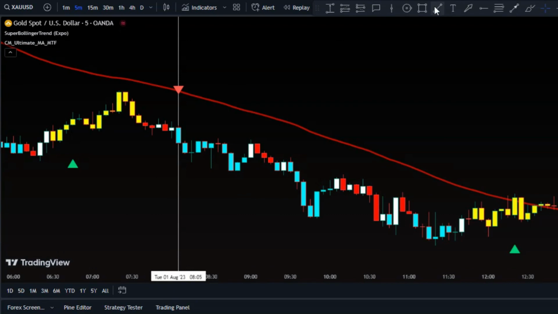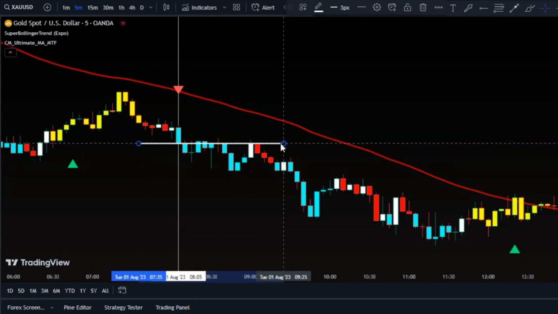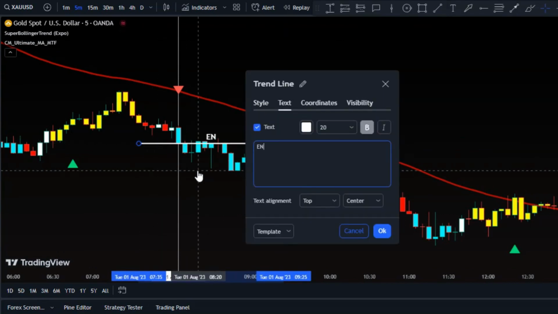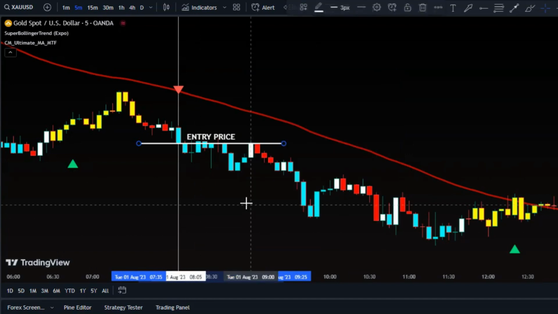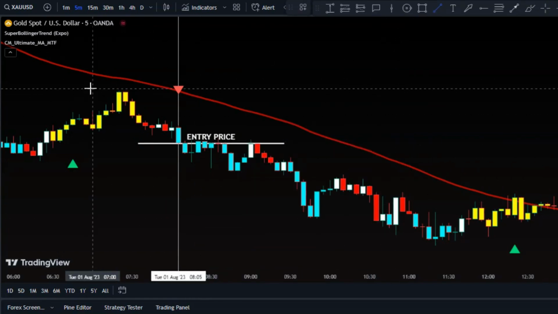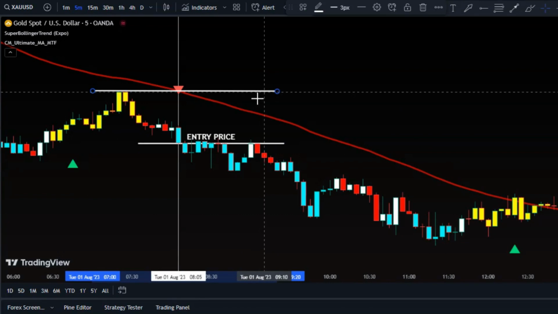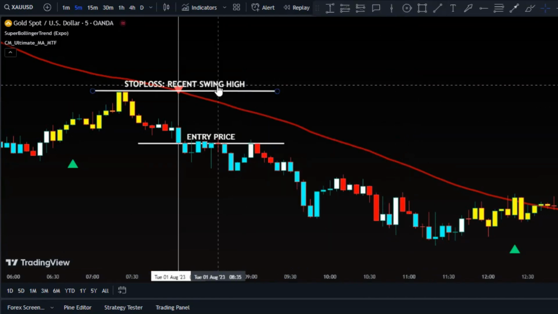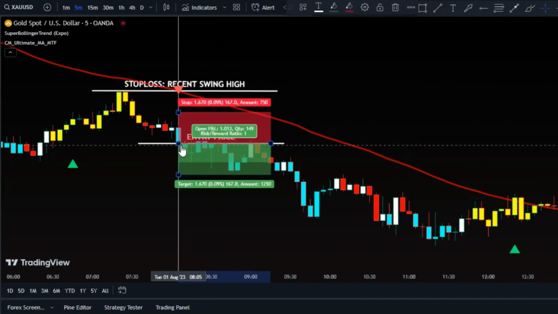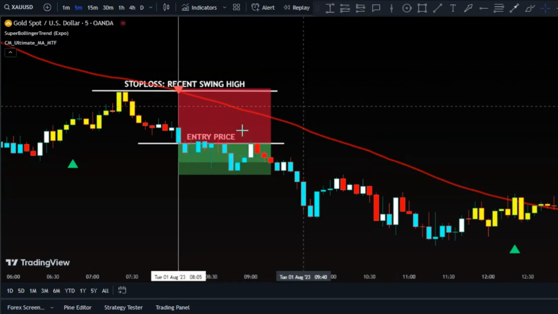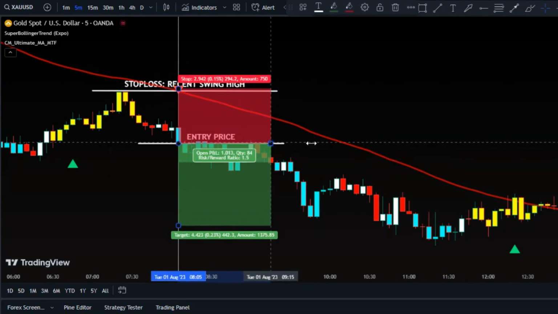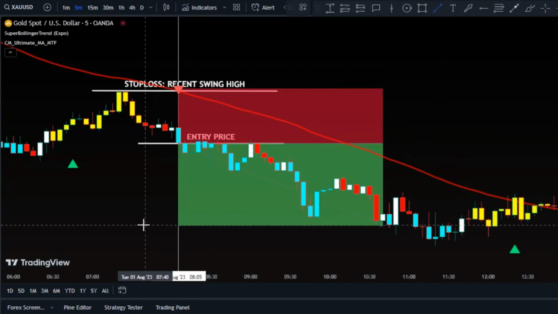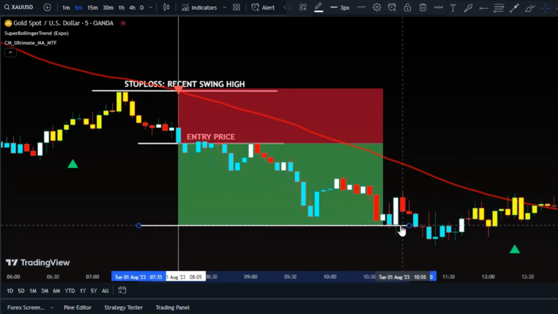Enter the trade at the close of that signal candle. For risk management, place your stop loss above the recent swing high. This limits your maximum possible loss. Then exit the trade when profits hit 1.5 times your stop loss. That's a solid risk to reward target.